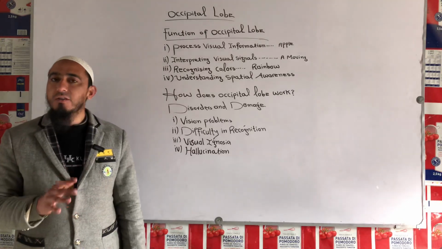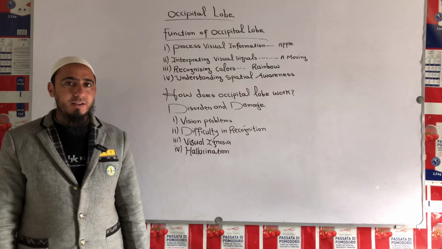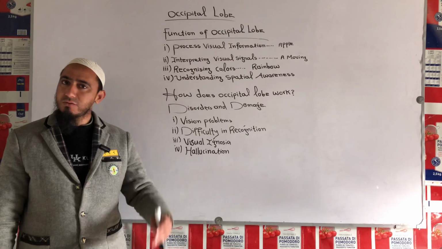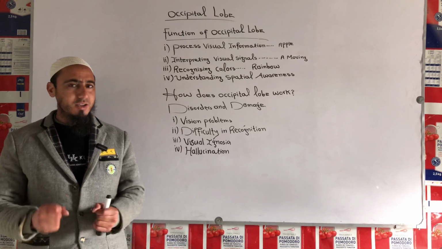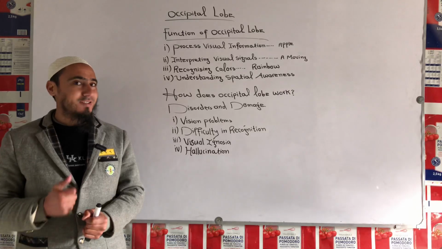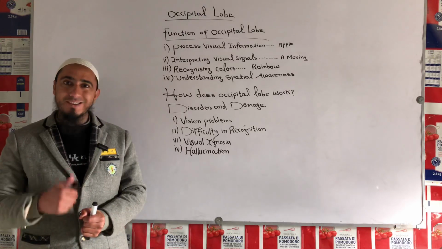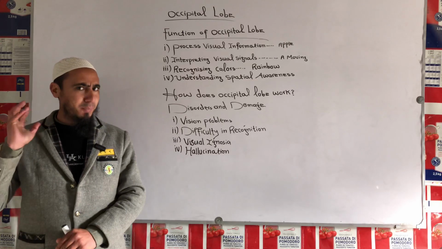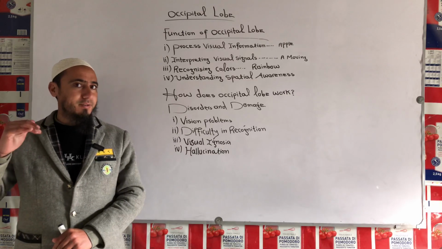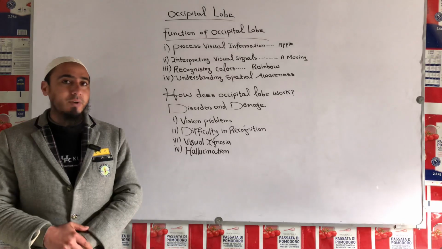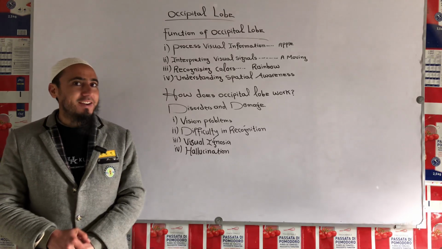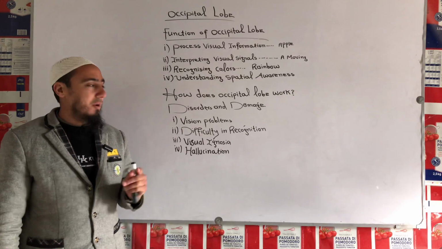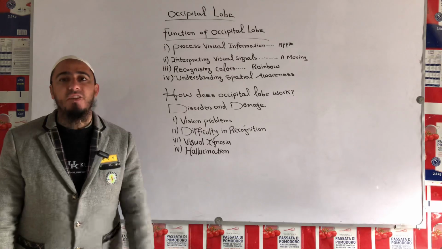Listeners and audience, the occipital lobe is a part of the brain that is located at the back of our head. This is derived from the Latin occiput, which means back of the head. When you place your hand on your skull, beneath it you will find the occipital lobe. Although it is small, it has very important functions.